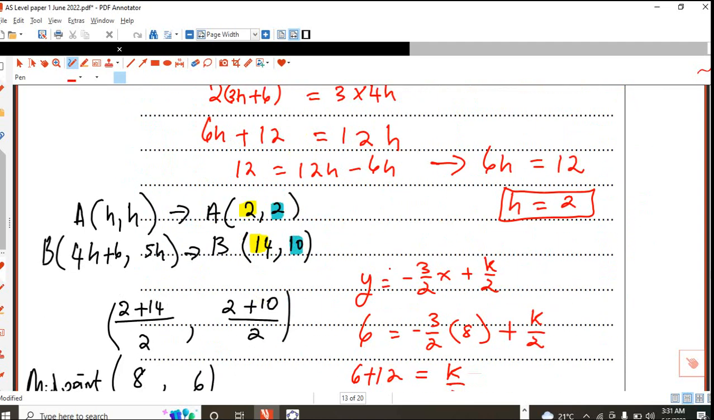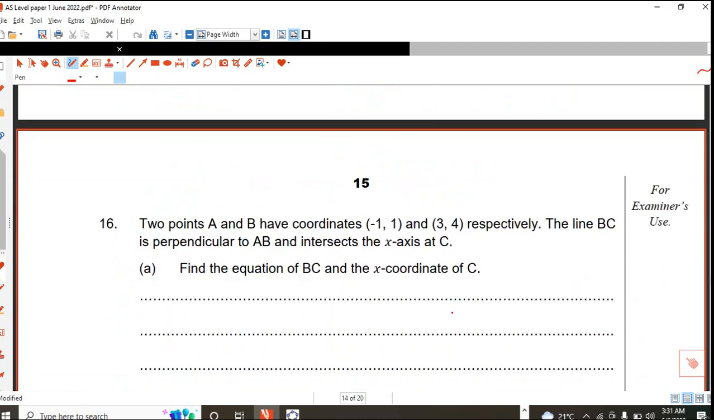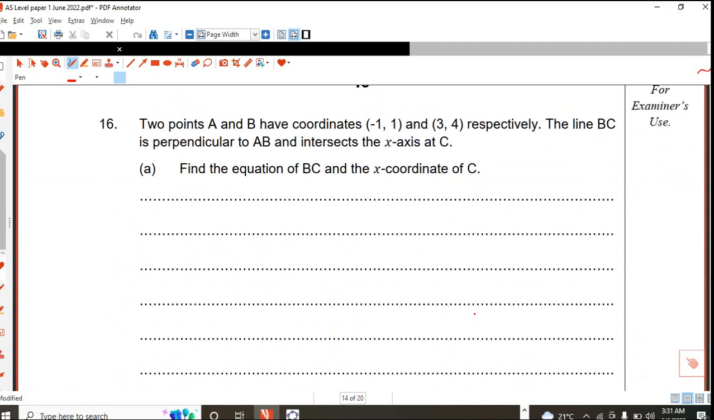Then we are coming to the very last question, and this is also on coordinate geometry. It says two points A and B have the coordinates -1,-1 and 3,4 respectively. The line BC is perpendicular to AB, and this line intersects the x-axis. If a line intersects the x-axis at a particular point, we might not know the value of x, but we know that y will be 0, because on the x-axis y is 0. Very important that we understand that.